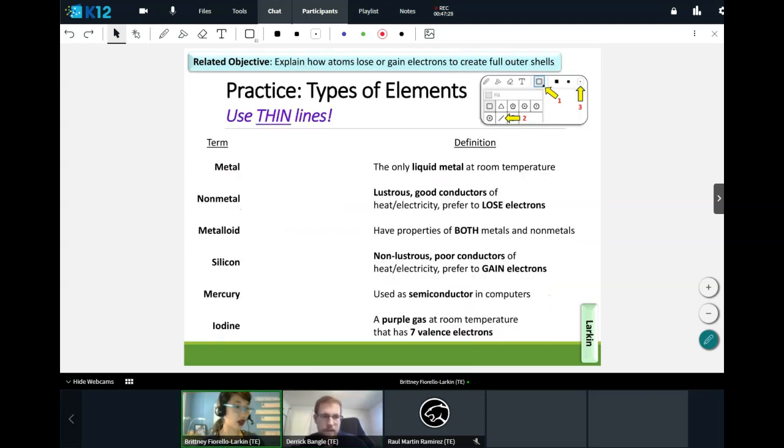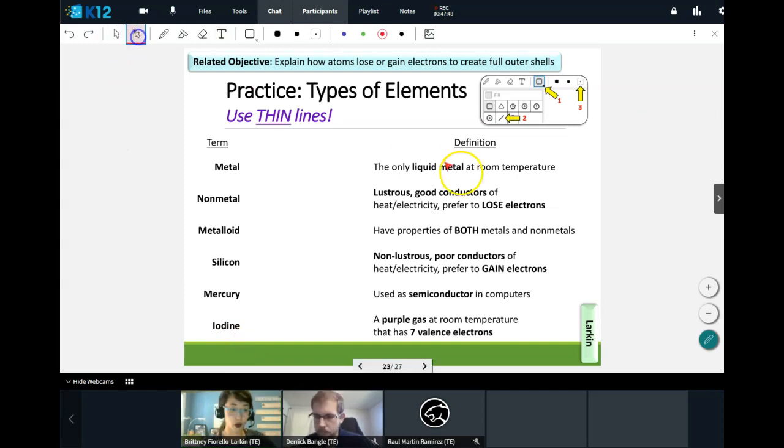All right, you know the drill. Grab your whiteboard tools. We have the three terms: metals, nonmetals, and metalloids. Let's go ahead and define those groups overall. And then we also have three examples of each of those. So we talked about silicon, mercury, and iodine. Figure out what each of those is an example of and get your answers up on the whiteboard.